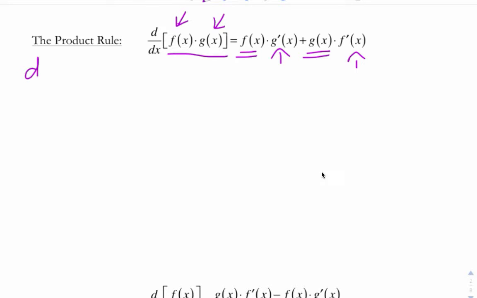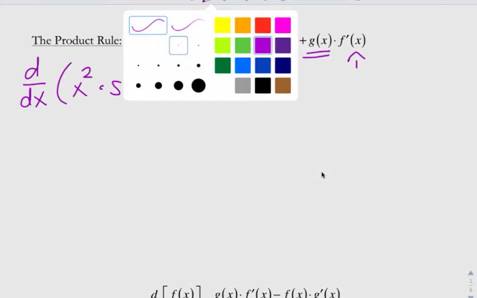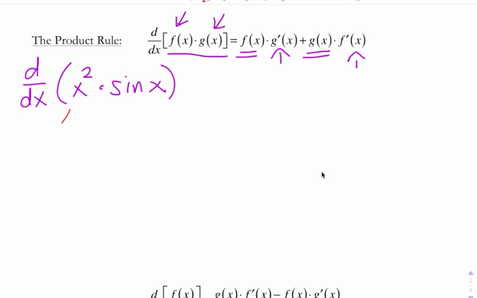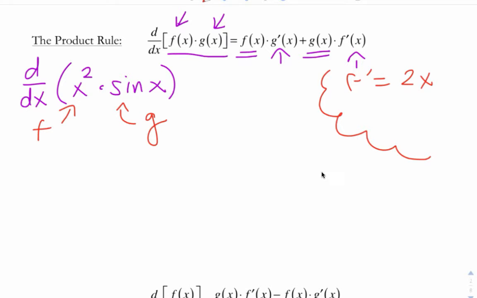So if we try our example, you have to identify your two factors, which is pretty straightforward in this case. So for example, this will be f, and this will be g. Some of them are harder, but they're pretty straightforward. You're also going to need to take the derivatives, so you need to make sure you know how to take the derivative of each. This one's pretty easy. When they're complicated, you may want to put that over on the side. So for example, f prime is going to be 2x, g prime is going to be cosine x, if you need to refer back to that.